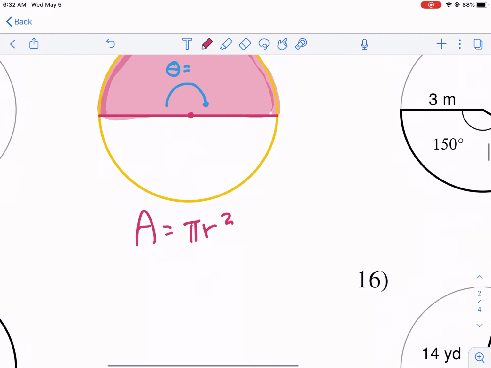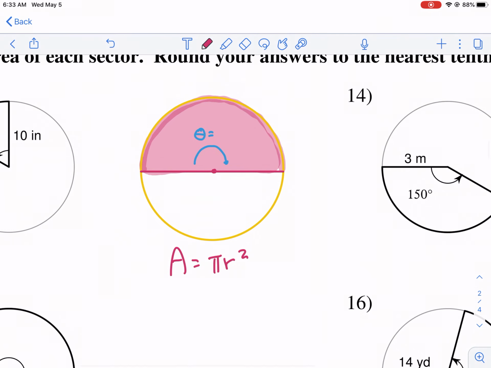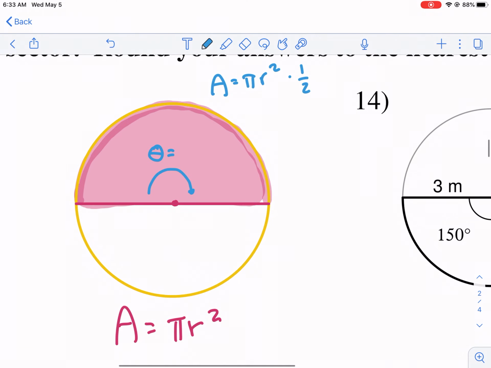Now, if we're looking for just half of that circle, what would we do? Well, we would take that area. Okay, I'm going to use blue. A equals pi r squared, and we just simply multiply it by 1/2. Now, let's say, for argument's sake, that we're going to take half this, but we're going to say that's only 180 degrees. It's the equivalent. 180 degrees is half a circle.